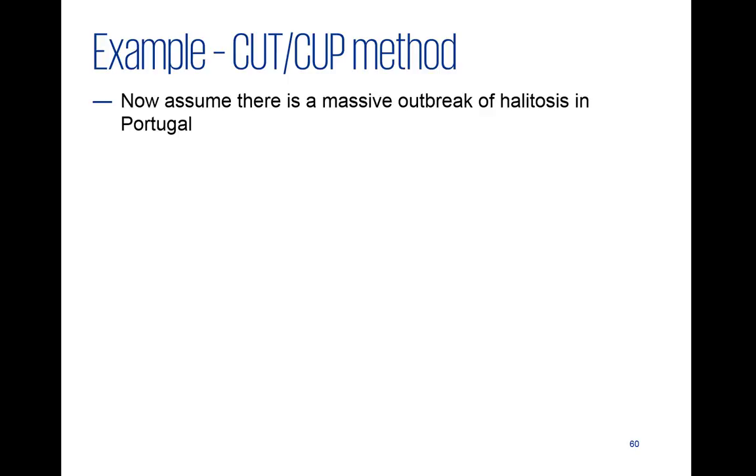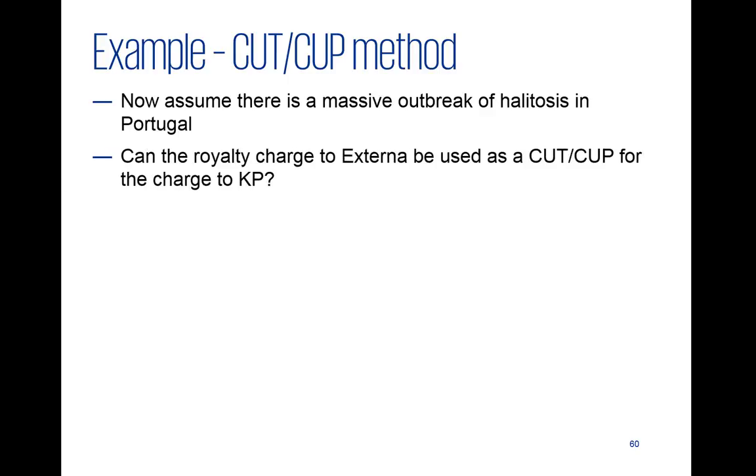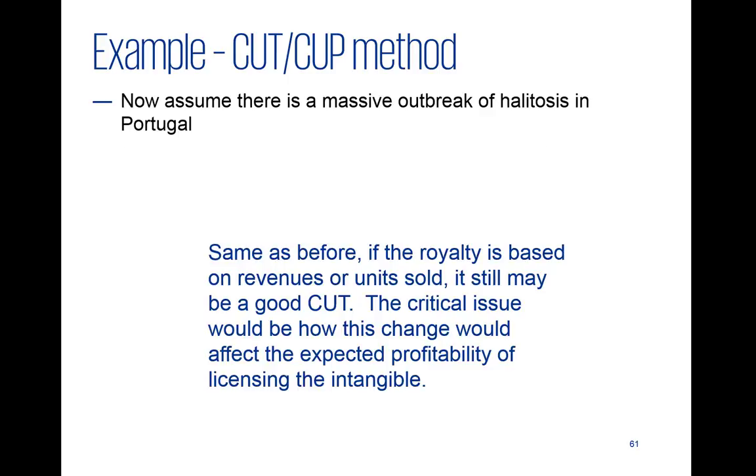if we're using the IRS language. Now, assume that there's a massive outbreak of halitosis in Portugal. What's the impact of that going to be? Well, can we still use the same royalty rate charged in the two? I think this issue is going to be the same as before. If the royalty is based on revenues or units sold, it still may be a pretty good CUT. The critical issue is going to be how this would affect the expected profitability of licensing this intangible.